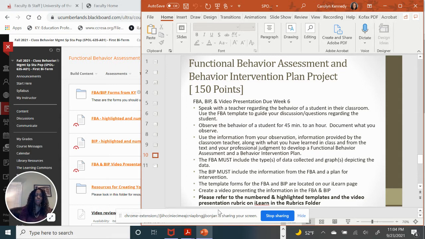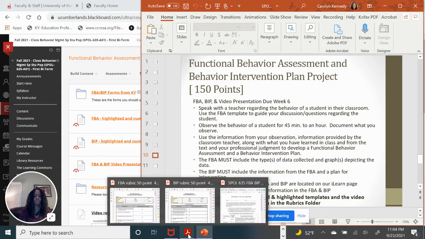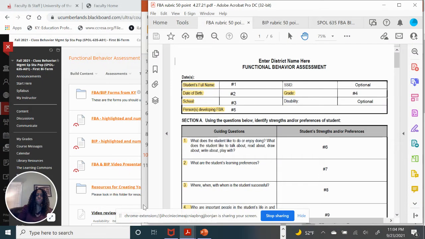So it says to refer to the numbered and highlighted templates and the video presentation rubric. So we're going to look at those now. If I go to the rubric or the template, you'll find these in the folder over here that says functional behavior assessment. When you go to that folder, you're going to see a folder that says FBA, BIP, forms from Kentucky. These are the forms you should use. So those are going to be blank. Obviously, they won't be highlighted and numbered.